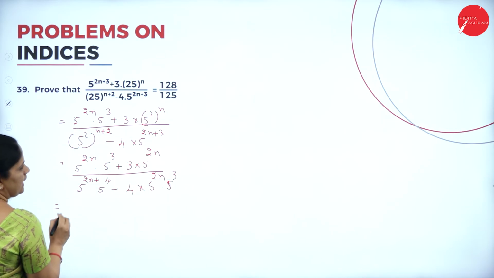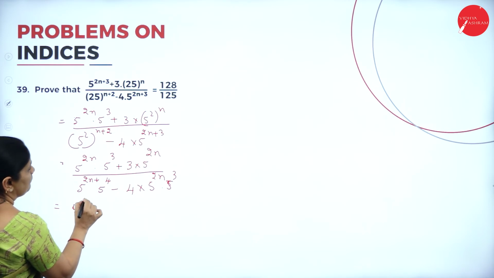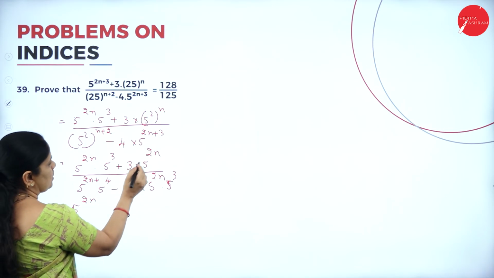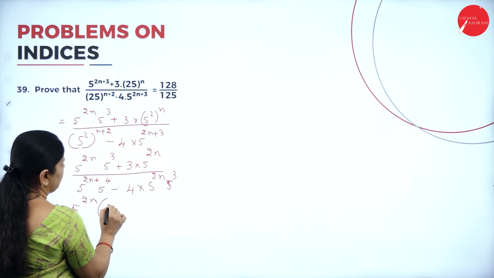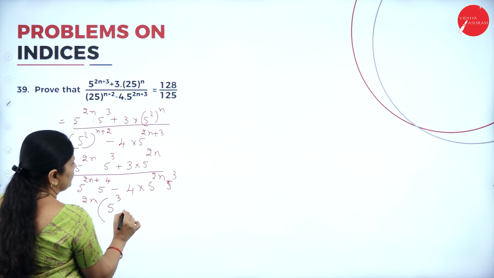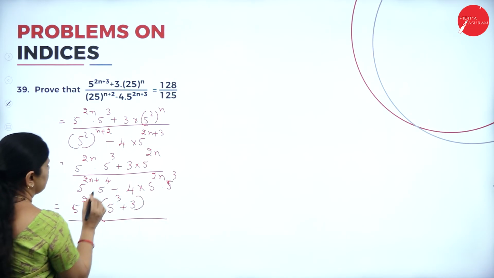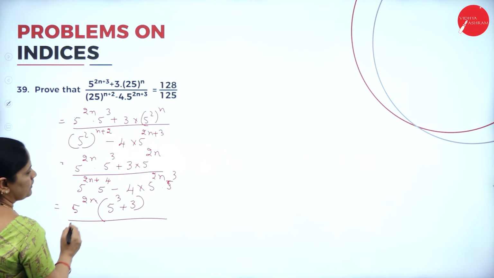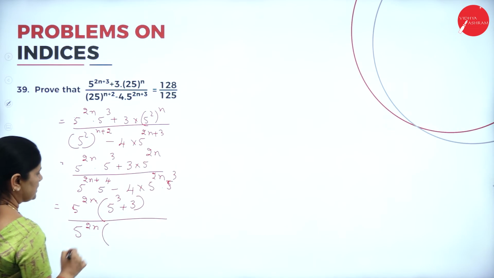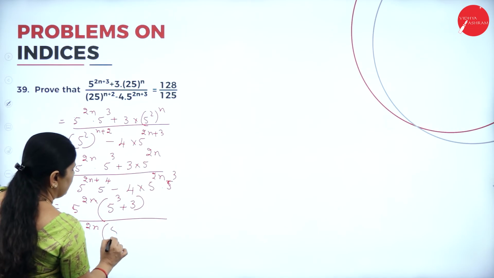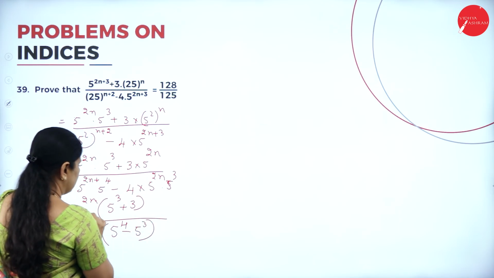Now I will rewrite this. So 5 to the power of 2n is common, so I am putting it outside the bracket. Within the bracket, I will have 5 cube plus 3. Then next here, 5 to the power of 2n is common, so I will take it out. Then 5 to the power of 4 minus 5 to the power 3.